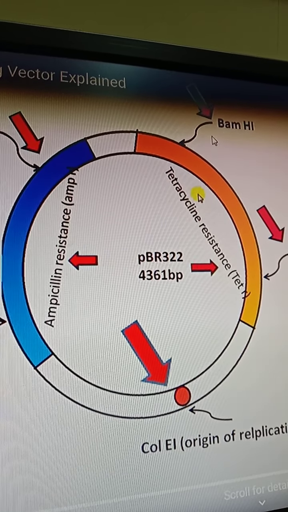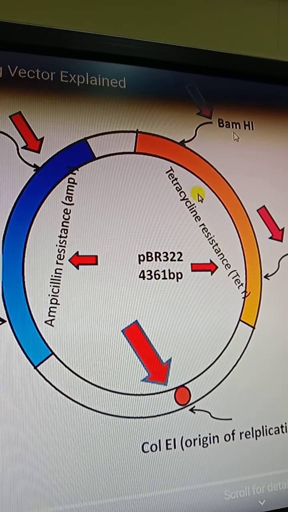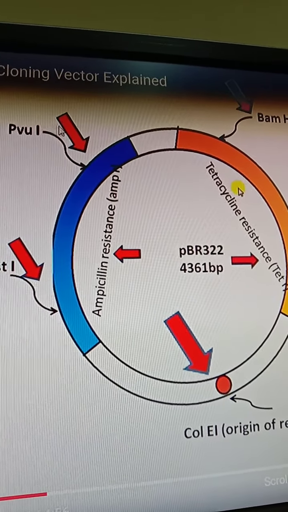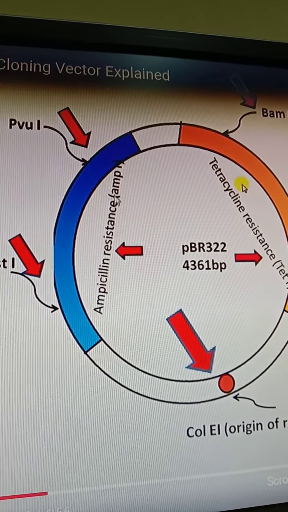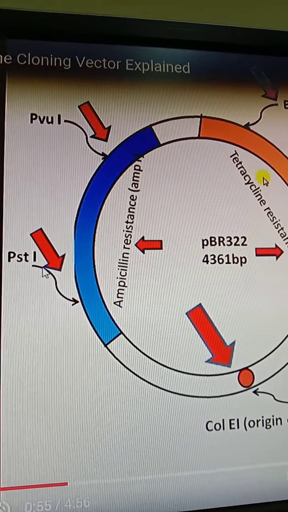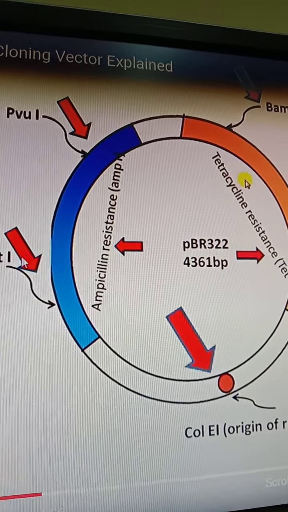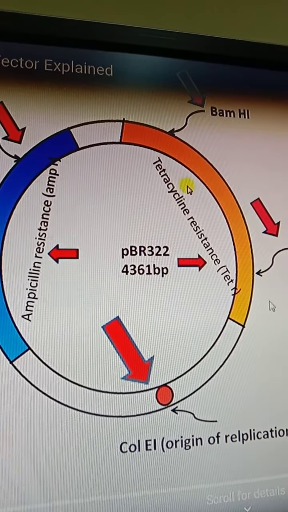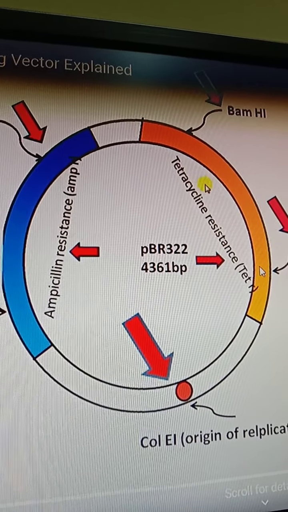You can see the various enzymes. BamHI: this is the restriction site for BamHI. Likewise we can have PvuI, so this is the restriction site for PvuI, and PstI. This is the restriction site for PstI. Similarly we can also have SalI. So this is the restriction site for SalI.